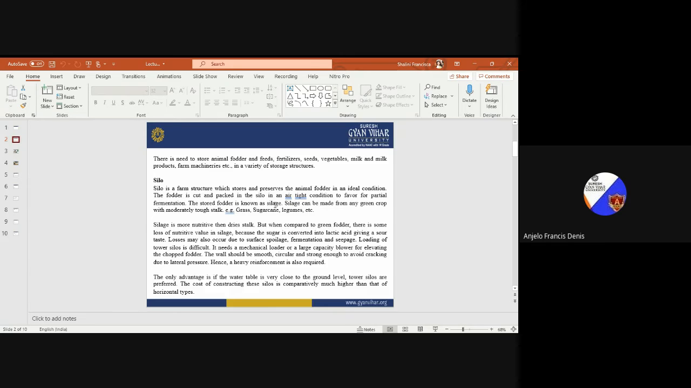Loading of tower silos is difficult. There are different types of silos: horizontal silos, tower silos, and pit silos. Tower silos are constructed above the ground. Horizontal silos are also constructed above the ground, horizontally. The main problem comes when we talk about pit silos, which are under the ground.